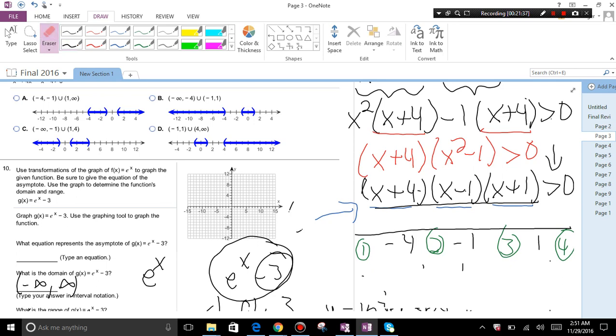Okay, so over here, I'm going to pick a value less than -4, let's say -10. Then I go in here and I do -10 plus 4 is -6, -10 minus 1 is -11, and -10 plus 1 is -9. And a negative times a negative times a negative is a negative.